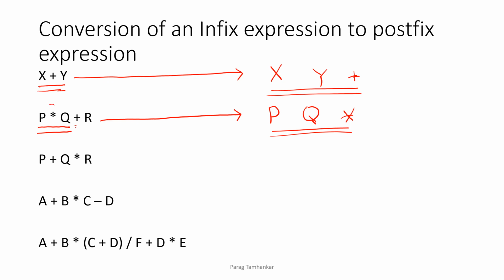The first operand for addition happens to be P into Q. The second operand happens to be R. So I have already written the first operand, which is PQ star. Now I'll write the second operand R, and then we write the operator, which is plus.